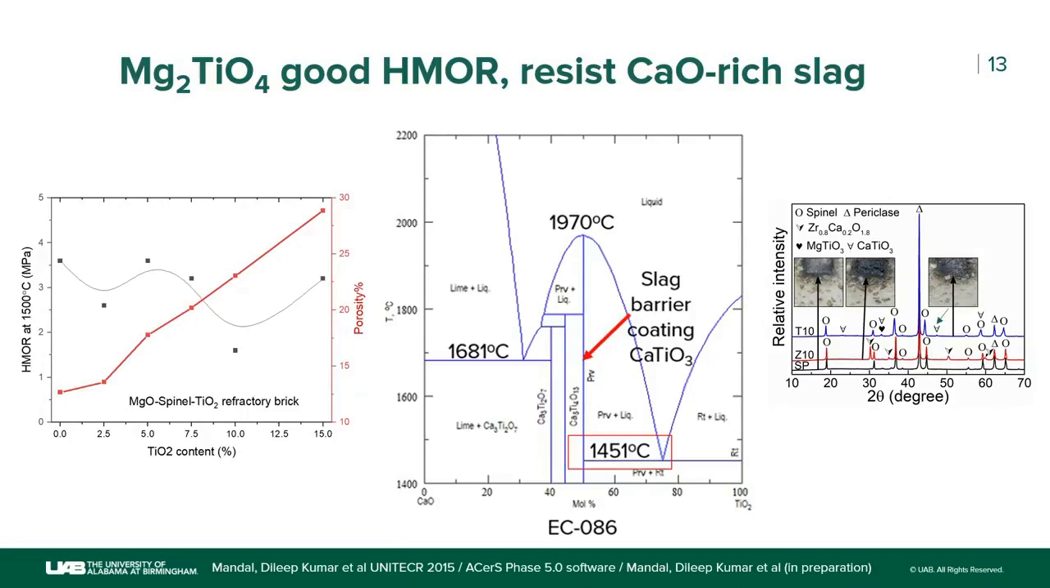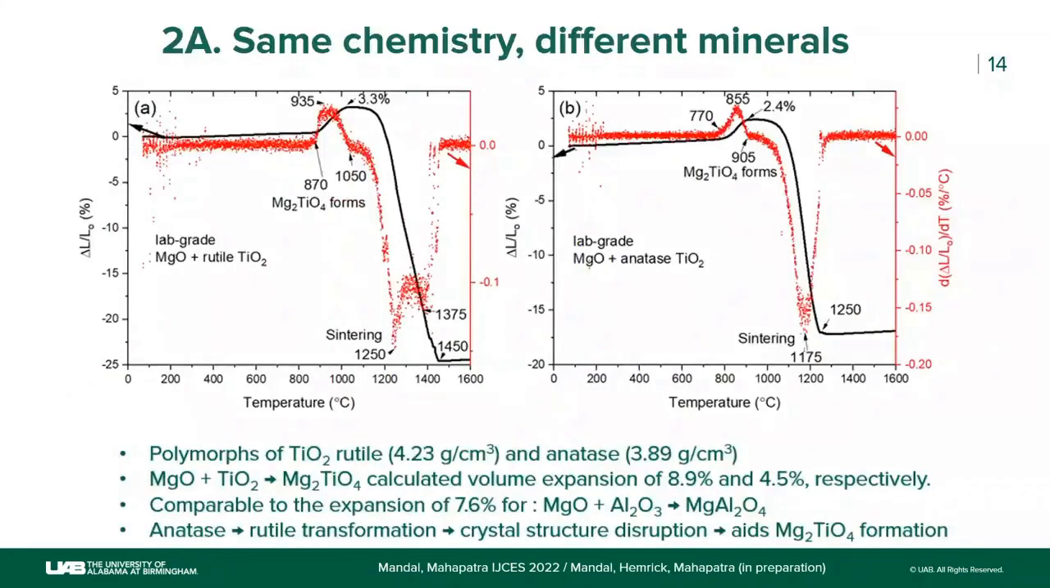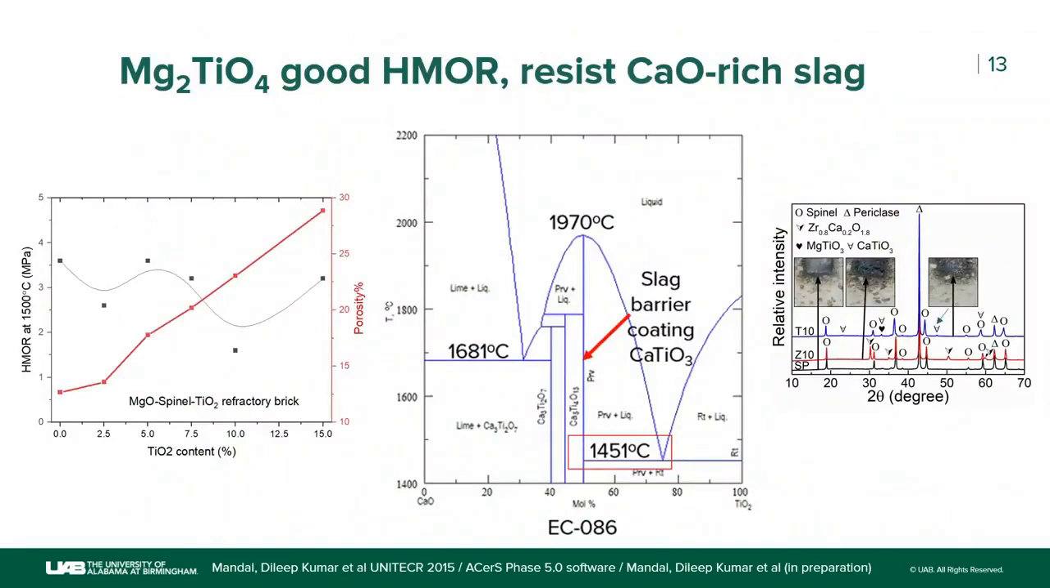But what you see here is that the hot MOR is not changing at all. Why is this so? This is because the spinel is going into a solid solution with this magnesium titanate phase, and they have a complete solid solution, and that's why the bonding in the aggregate matrix is good, and you are getting high hot MOR despite the high porosity.